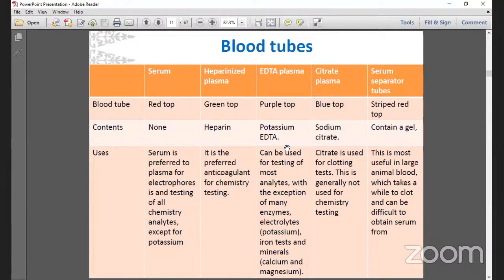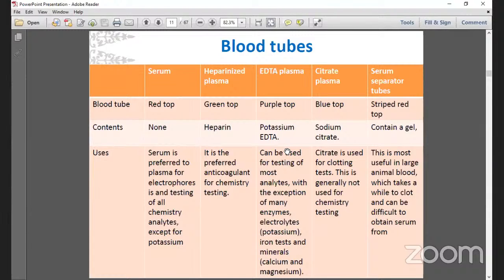Okay, the blood tube. Chemical testing is always related. We can collect the sample by using the blood tube. And I believe that you have learned about the various types of blood tube, like the serum blood tube, the heparin plasma, the EDTA plasma, the citrate plasma, and also the serum separator tube. So the best blood tube for us to do clinical chemistry is the serum blood tube.